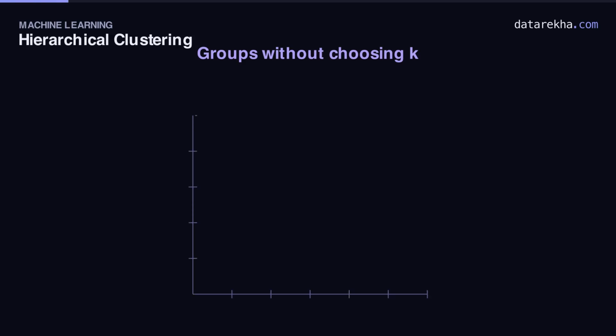Suppose you have a scatter of points, say customer locations, and you want to see how they group. With a method like k-means, the very first thing it demands is a number. How many clusters, k? But what if you don't know? What if the honest answer is, it depends how closely you look?